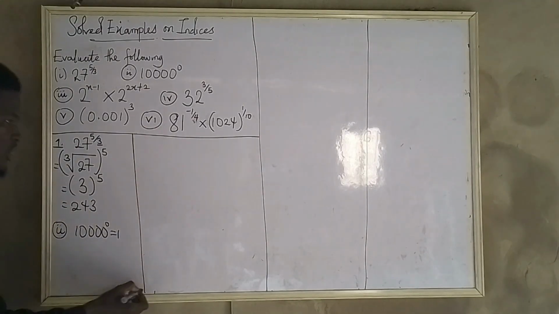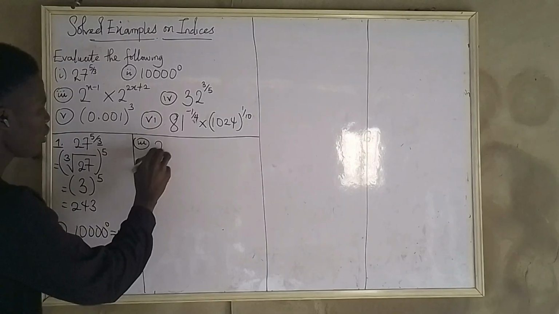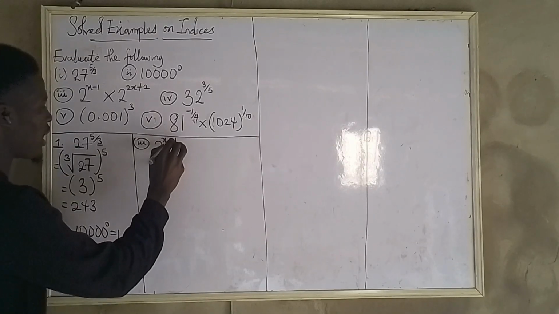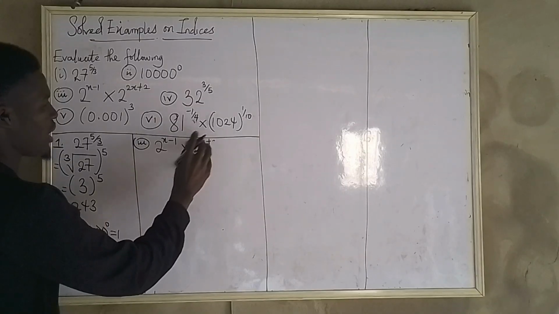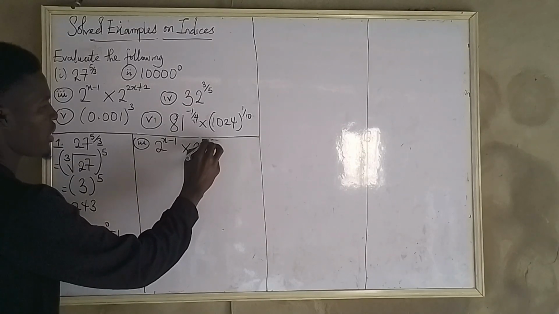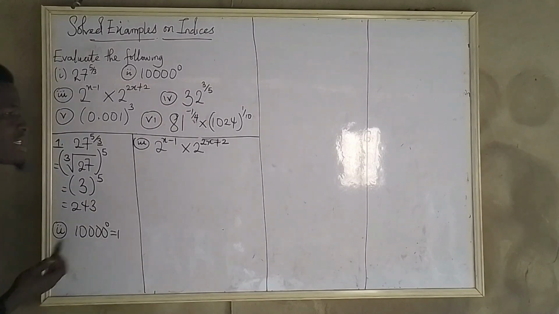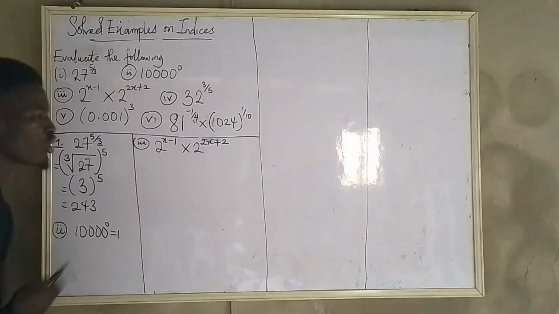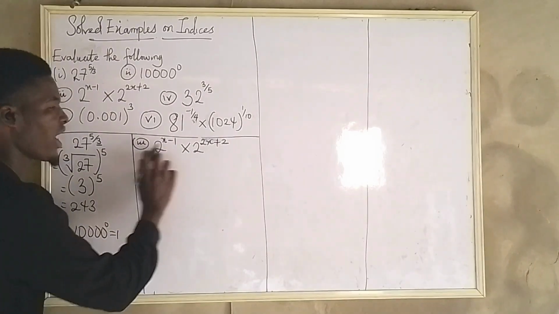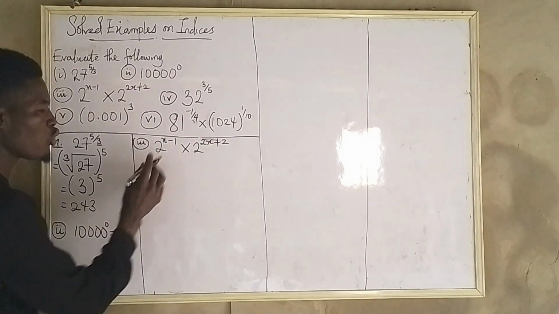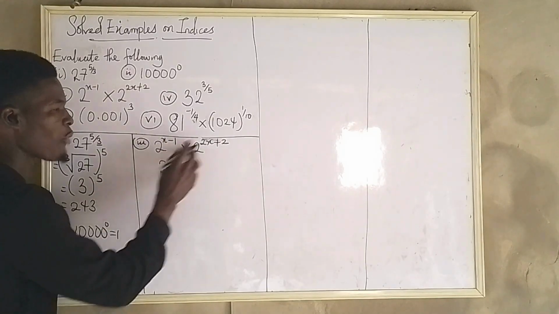Now let's go to question number 3. Question 3 says we have 2 raised to power x minus 1 times 2 raised to power 2x plus 2. Are you seeing that now? What law is this? This is under the multiplication law. And multiplication law says that if I have the same base, I will pick 1, and then I will add the powers.